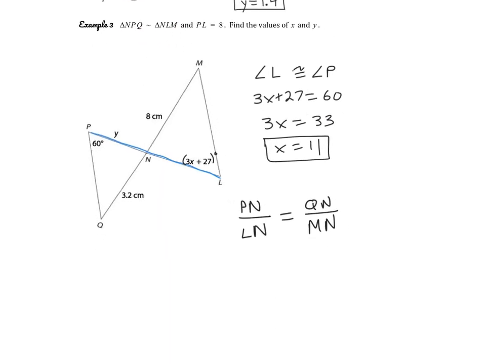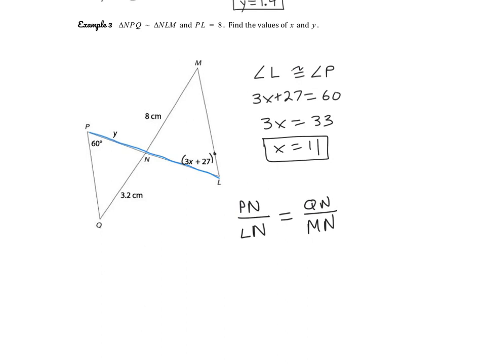Okay, so now we're ready to substitute the values we know. So we know that PN is y. Now LN, it's not listed on the figure. However, since we know the total length of PL is 8 and we know this is y, this length must be 8 minus y. So I'm going to put it in parentheses to remind us that it goes together. We cannot cancel out these y's. And then we know QN is 3.2 and NM is 8.